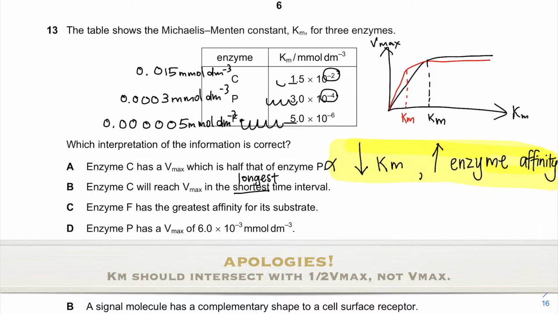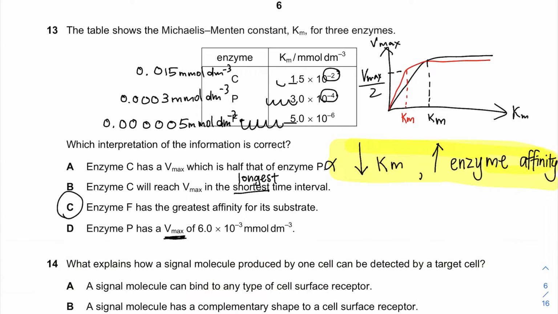D, enzyme P has a Vmax of 6.0 times 10 to the power of negative 3. That one we would not be able to know, because to find out Vmax, you would actually need to use the graph to plot the intersect between the x and the y axis. This is Vmax divided by 2, and then you times 2 to get Vmax.